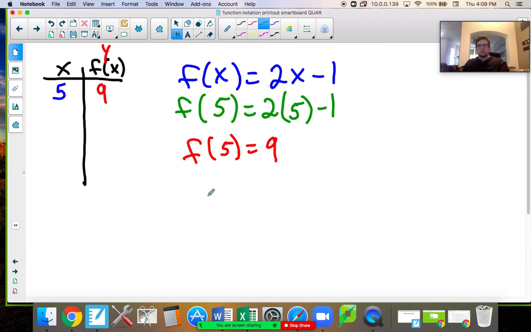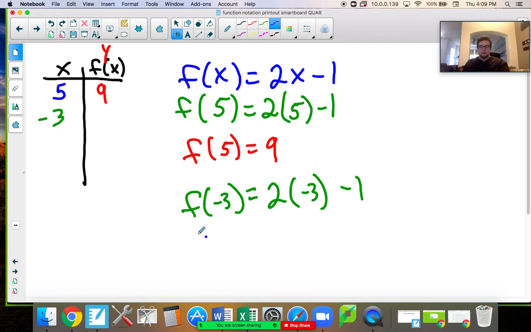If I plug in another number, say, negative 3, f of negative 3, we get 2 times negative 3 minus 1. F of negative 3, again, I'm just going to rewrite this literally every time. Nothing else happens with it. 2 times negative 3 is negative 6. Negative 6 and negative 1 gives us negative 7. I record it. That's how function notation works.